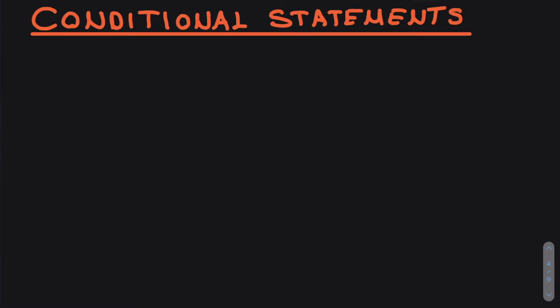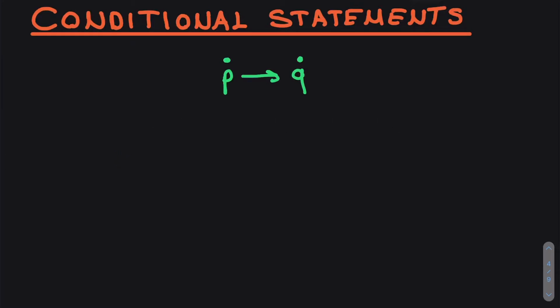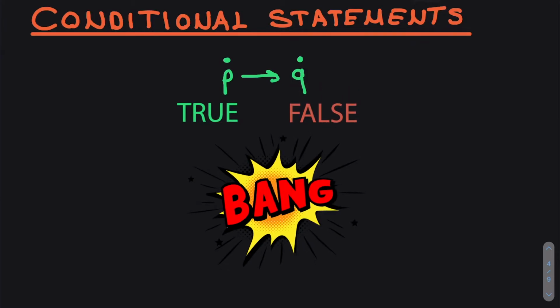Remember that a conditional statement is in the form if P, then Q. And here, P is the premise and Q is the conclusion. This statement simply says that the conclusion is true under the condition that the premise is true. The only case that it is false is when the premise is true but the conclusion is false.